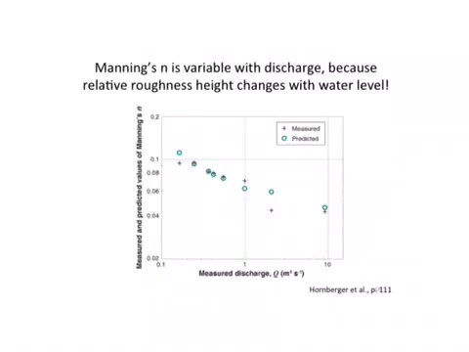Now, one thing that we find in practice is that Manning's N isn't necessarily constant for a particular stream, but rather as the level of the water in that stream goes up, the relative influence of bed friction goes down, and so Manning's N actually decreases with discharge, which is what you see on this plot. So as discharge increases, the value of Manning's N goes down.